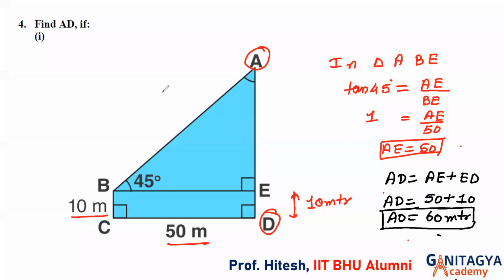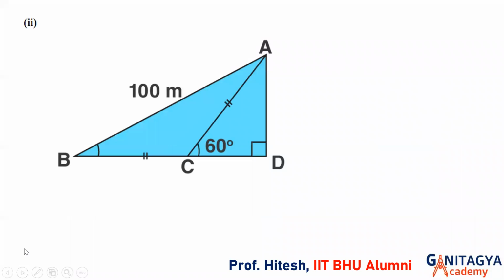So let me clear this. Now next one. Again in this also we have to find AD. Whenever double sign is given, I told you, we can say AC equal to BC. That we can understand from the diagram. Understood? Whether it is required or not, we don't know. That is not required.